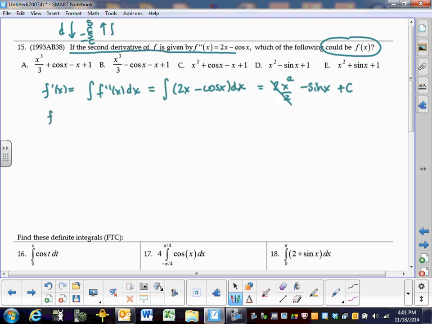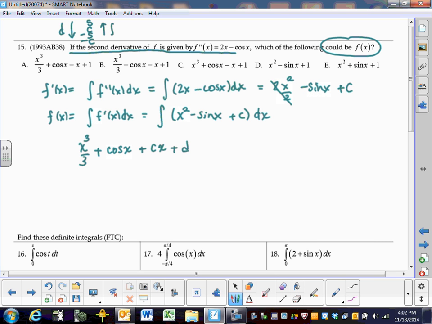Okay, now f of x is going backwards from f prime of x, which means we'd have to antiderive what we just found. But we can't just throw the plus c away because we didn't know the value. It means it's still there. We simply don't know what the value of the constant is. So going backwards from that is going to give me x cubed over 3. Negative sine ends up as positive cosine because we're going backwards. An unknown constant goes backwards to be that constant times x. And then we have a different unknown constant.